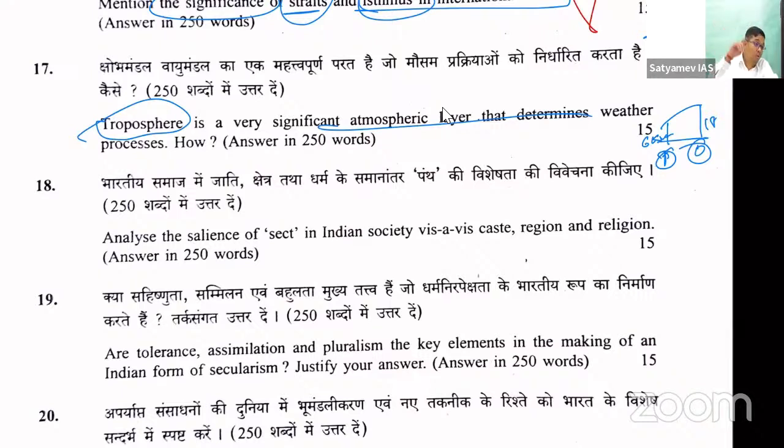It is the tropospheric boundary layer for what? Long wave radiations. Long wave radiations are there, and because of this, the troposphere will be acting as a shield, under which all the weather phenomena are happening.